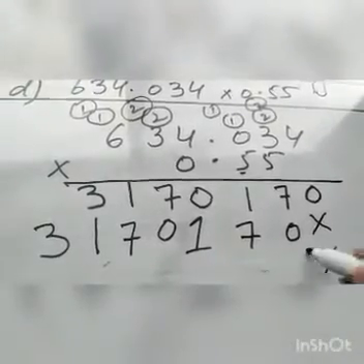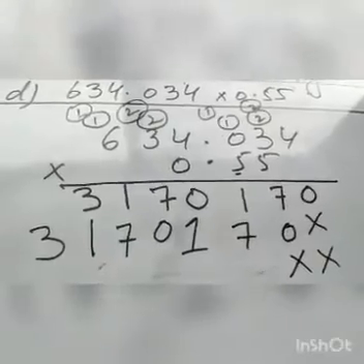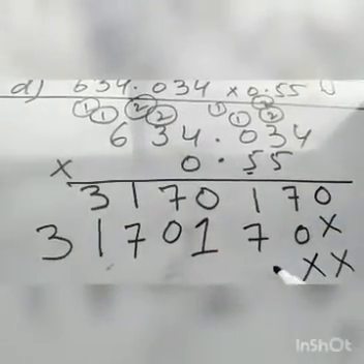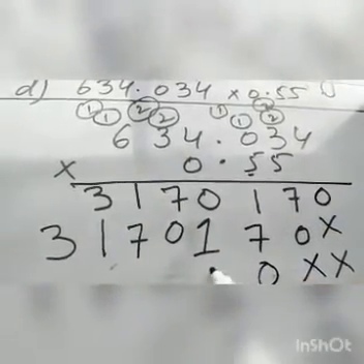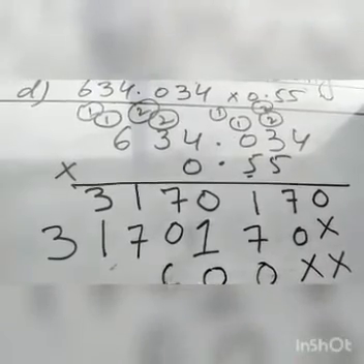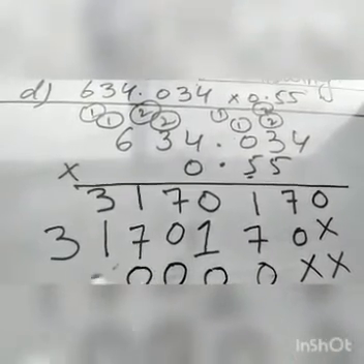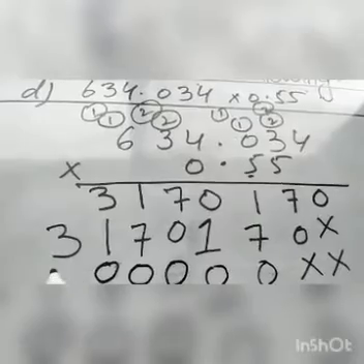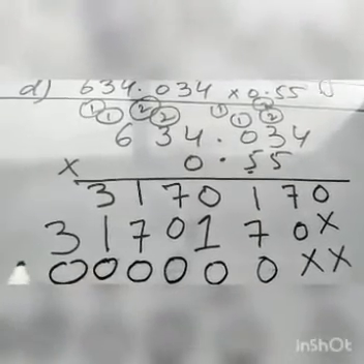Third digit from 0.55 is 0. 0 4 times is equal to 0. 0 3 times is equal to 0. 0 0 times is equal to 0. 0 4 times is equal to 0. 0 3 times is equal to 0, and 0 6 times is also equal to 0.